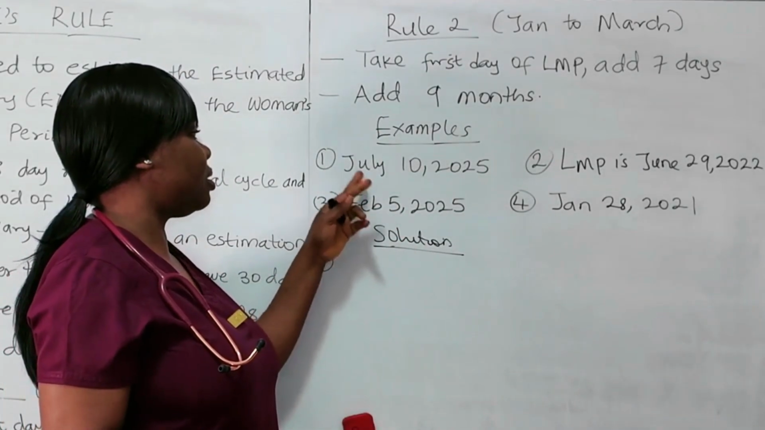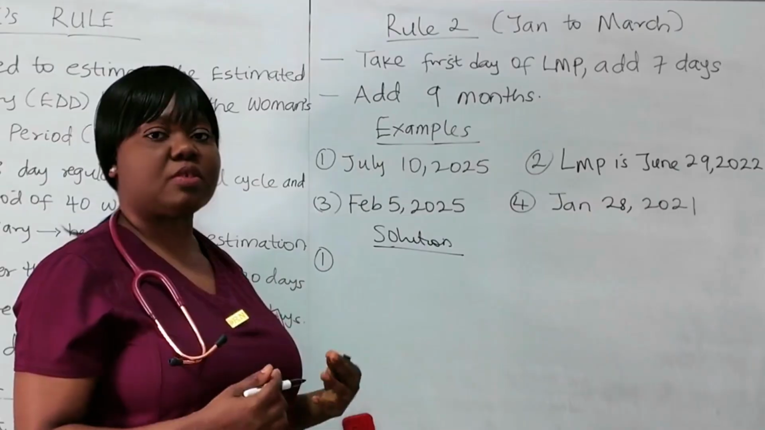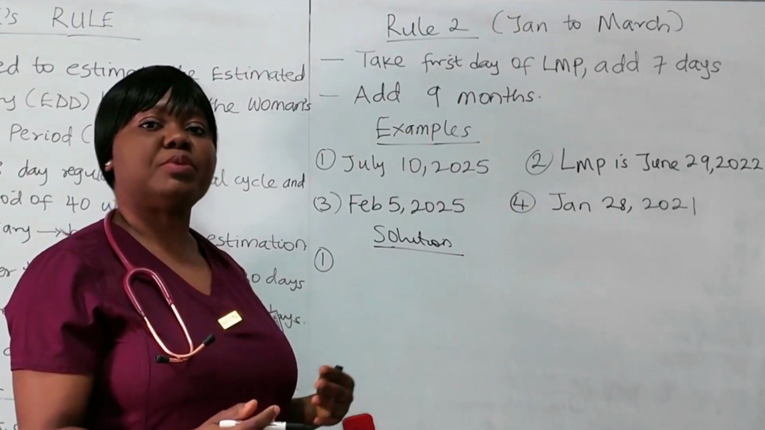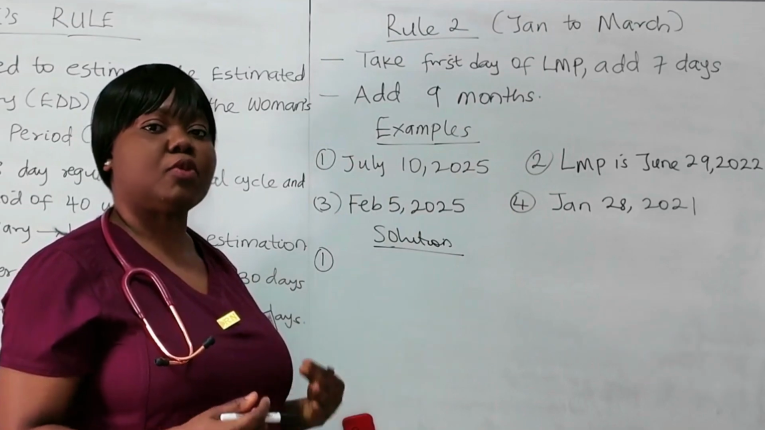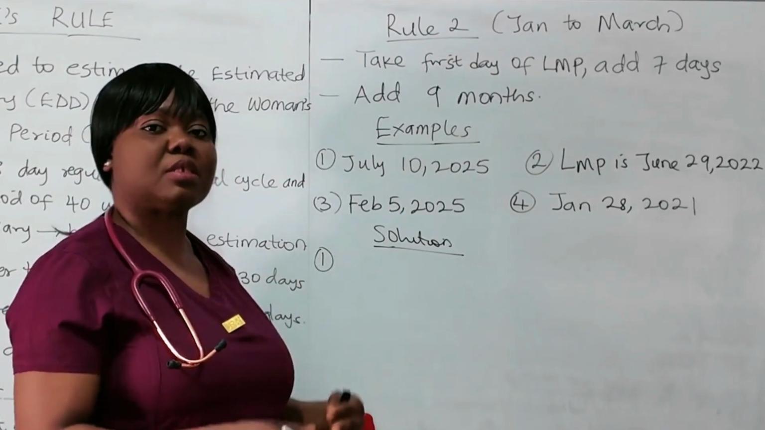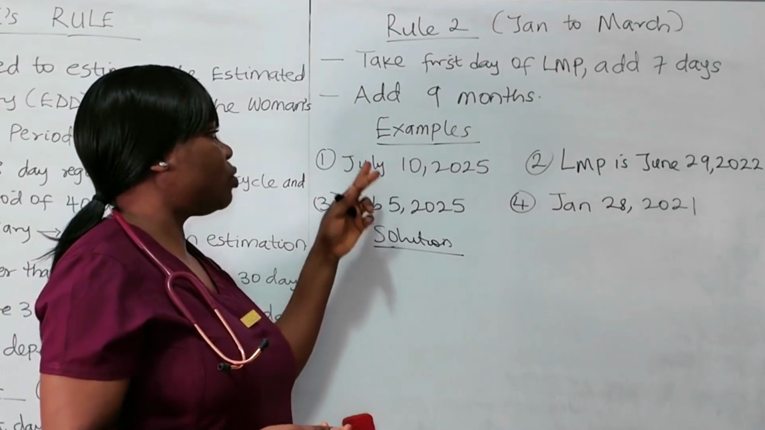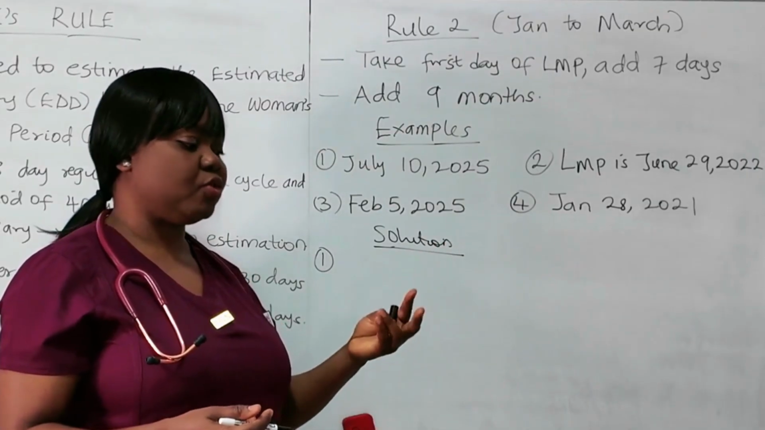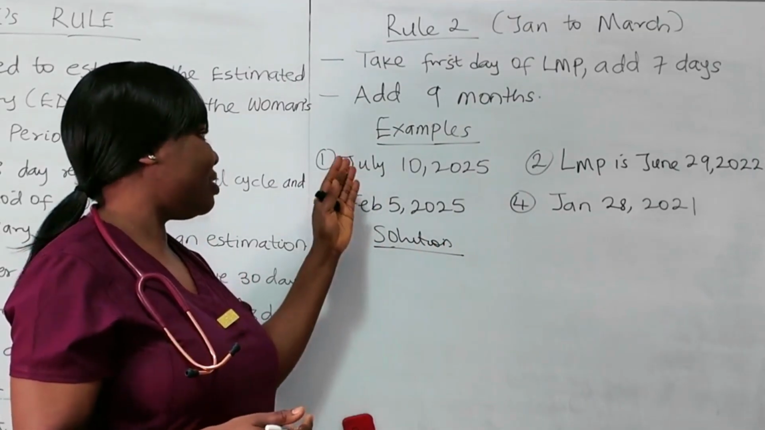So the first one says the LMP is July 10, 2025. So which rule should we apply? July falls between April to December, so we'll use the first rule. So the first thing is we are subtracting 3 months. If we subtract 3 months from July 10, we'll be having April, because after April we have May, June, July. So we'll have April 10.